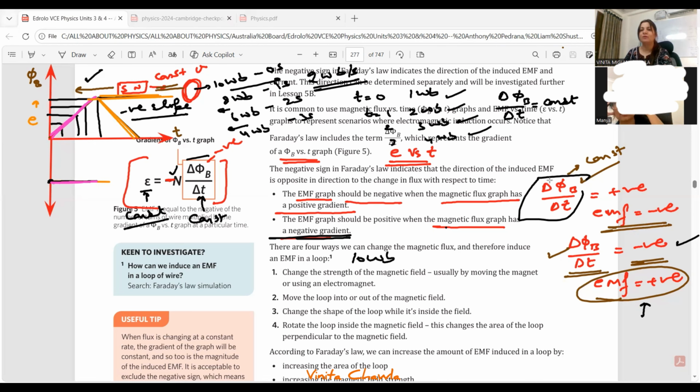And no EMF will be induced. And we can draw a line here on the time axis only for EMF. We will do this. We have a question based on this.